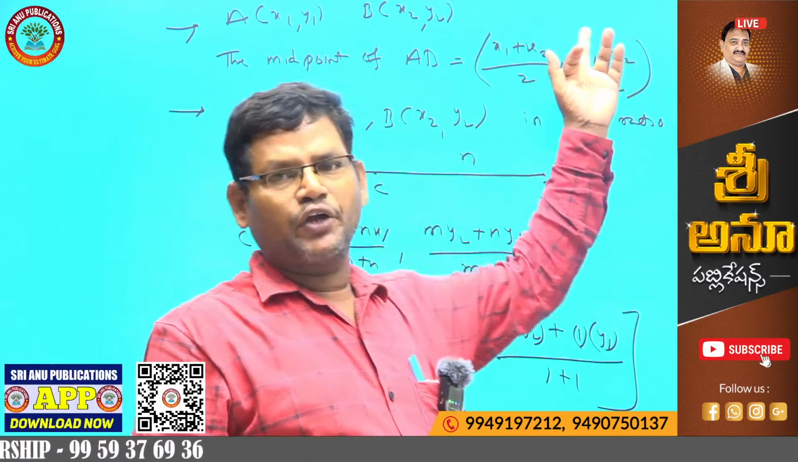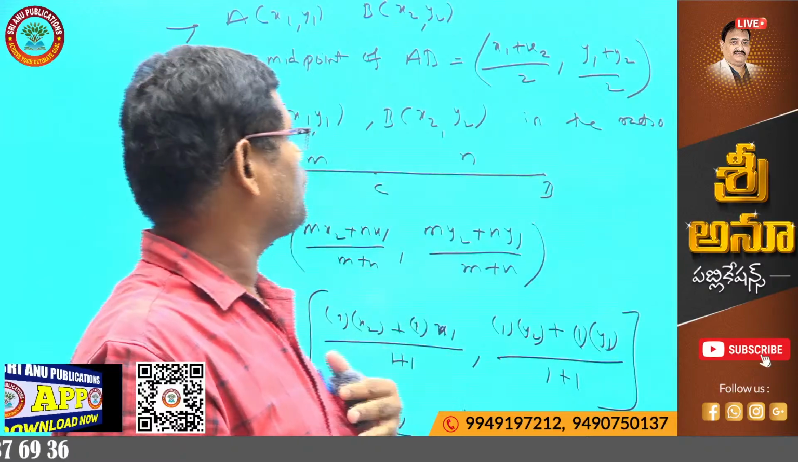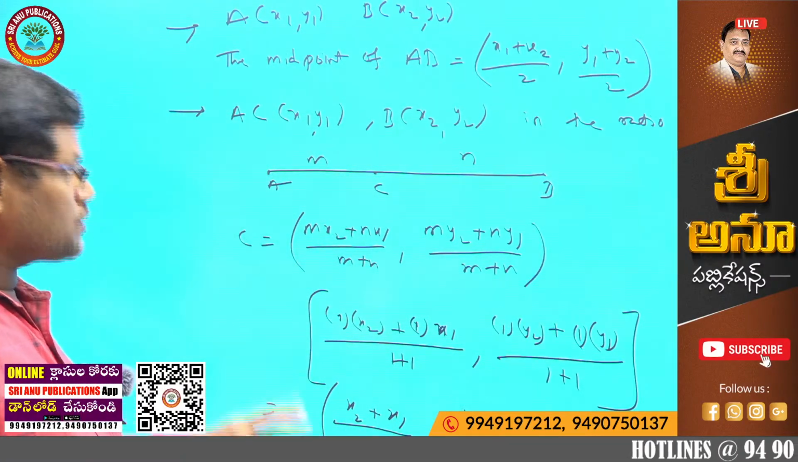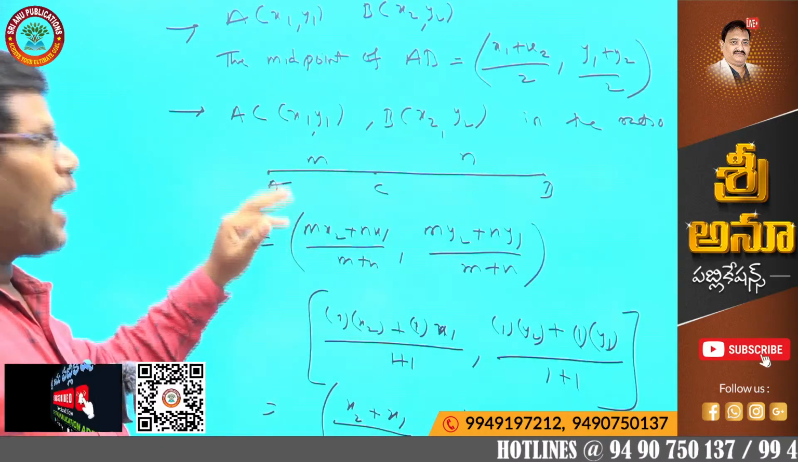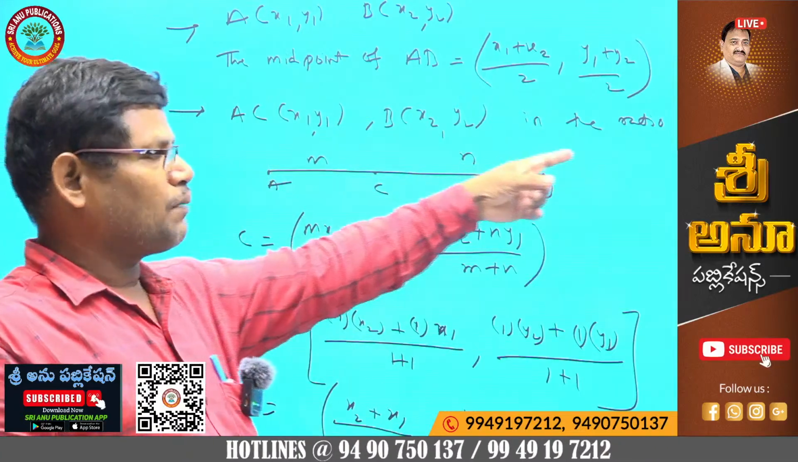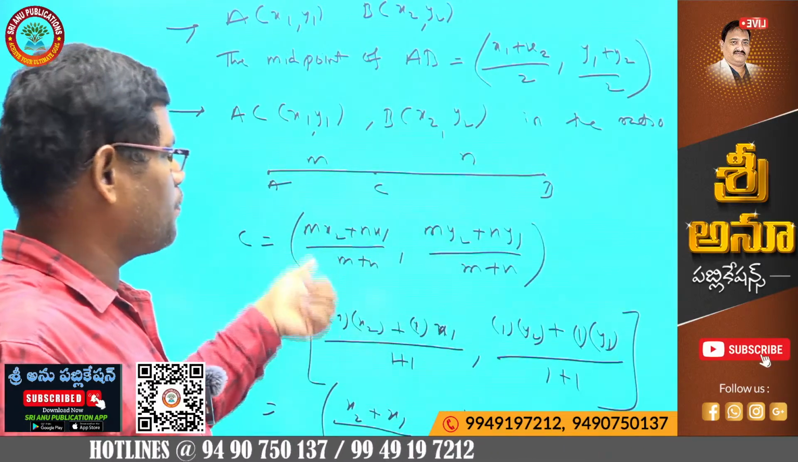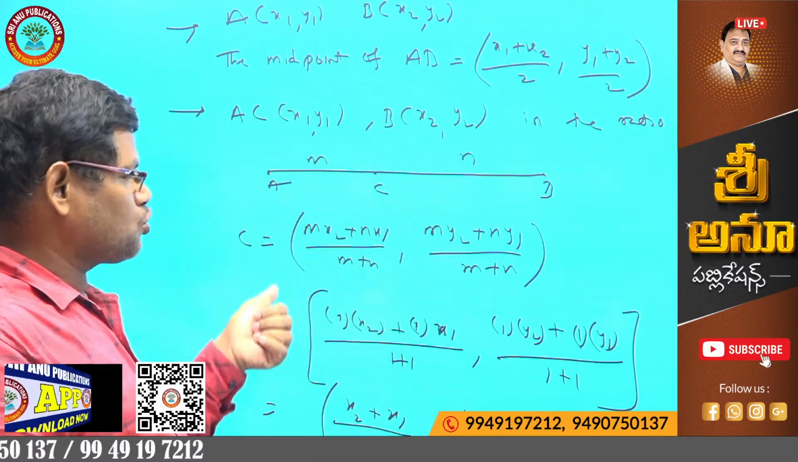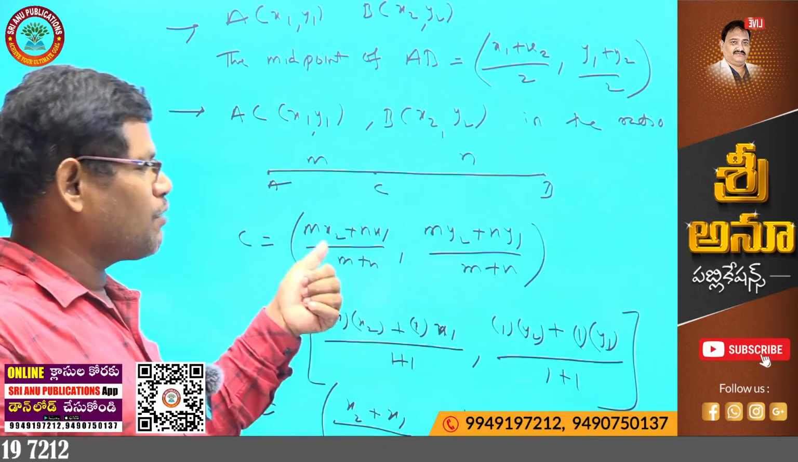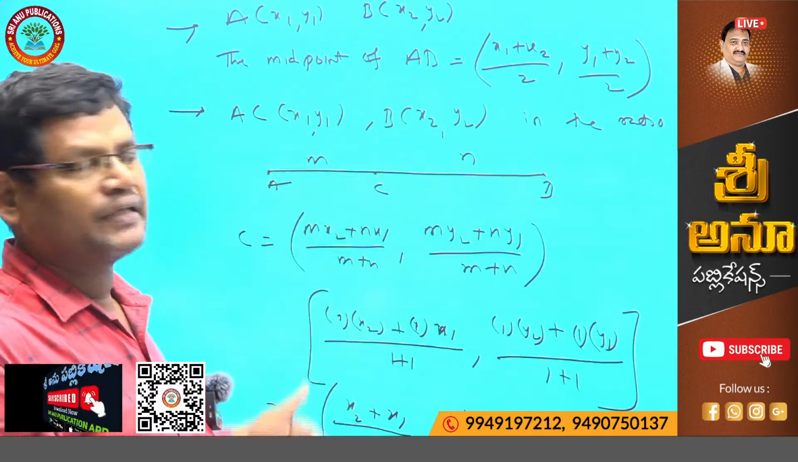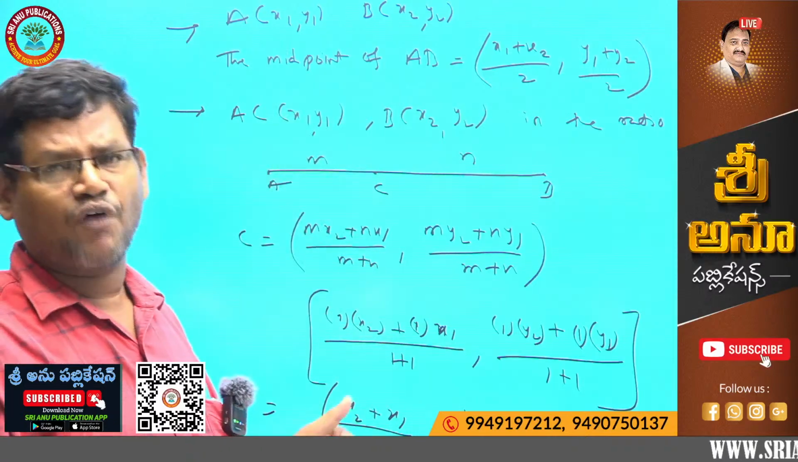The midpoint of any two points A and B is x1 plus x2 by 2, and y1 plus y2 by 2. Suppose the given ratio is other than 1:1, say some ratio m:n. We can find the point between any two points using the coordinates as mx2 plus nx1 by m plus n and my2 plus ny1 by m plus n. Like this we can find it, and the intercept form.